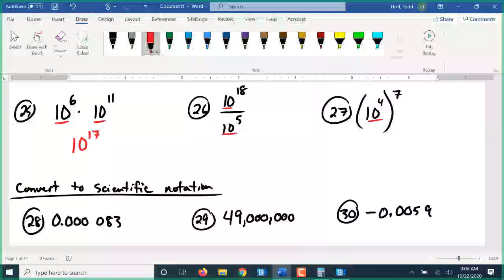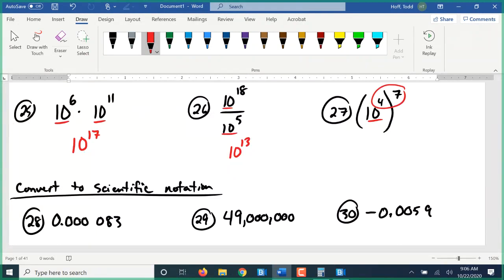Again, when we have exponents with the same base, when we divide, we subtract the powers. So 10 to the 18th divided by 10 to the 5th: 18 minus 5 is 13. That's 10 to the 13th. When I have a power raised to a power like this, we multiply the two powers. So 10 to the 4th to the power of 7: 4 times 7 is 28. That's just 10 to the 28th.